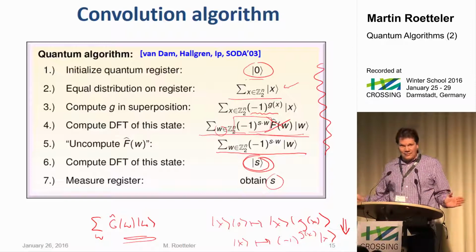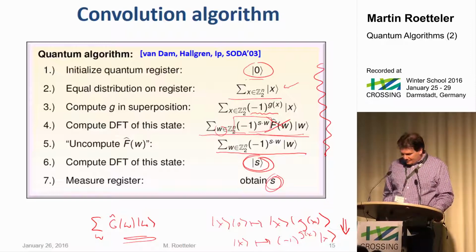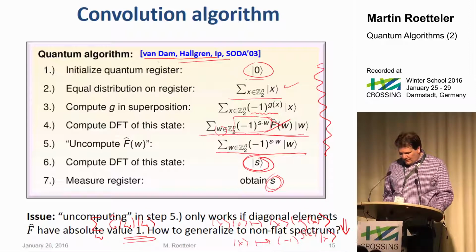It never errors. It always gives the right result. But it does some quantum magic in the middle, and it will extract this information about S. All right, so that was a nice paper by Wim van Dam, Sean Hallgren, and Lawrence Ip. It was a solar paper.